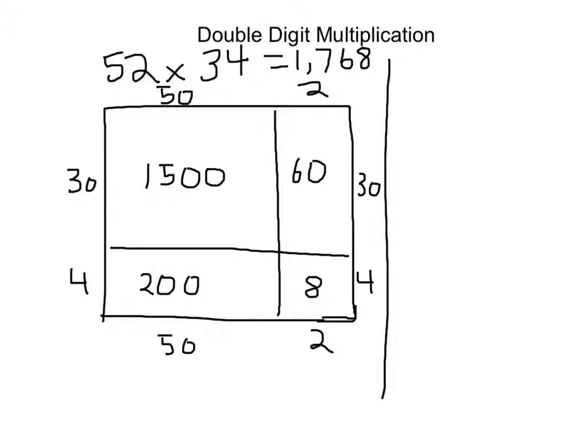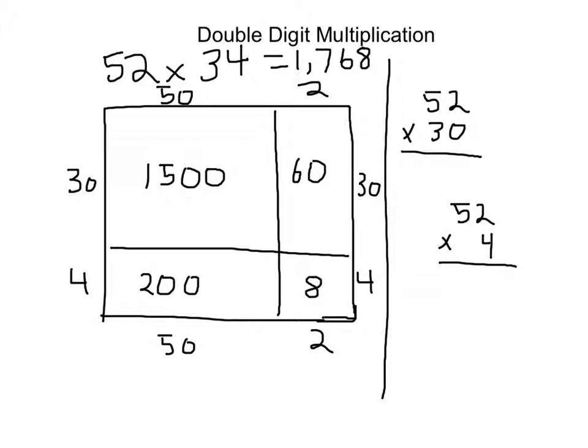So now we're going to do the break apart strategy. We're just going to break apart one number. It doesn't matter which number you pick. We're going to do the same equation. I am going to do 52 times 30, and I'm going to do 52 times 4. So I broke that 34 up into 30 and 4.